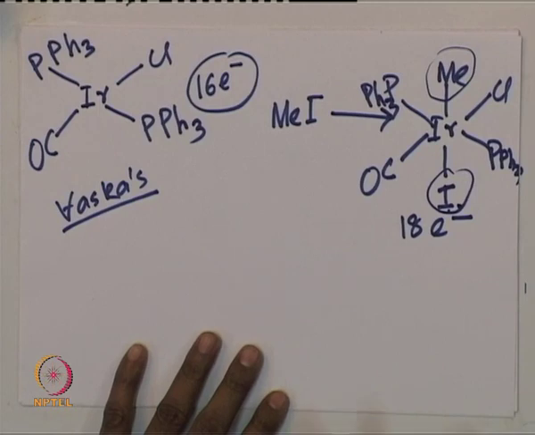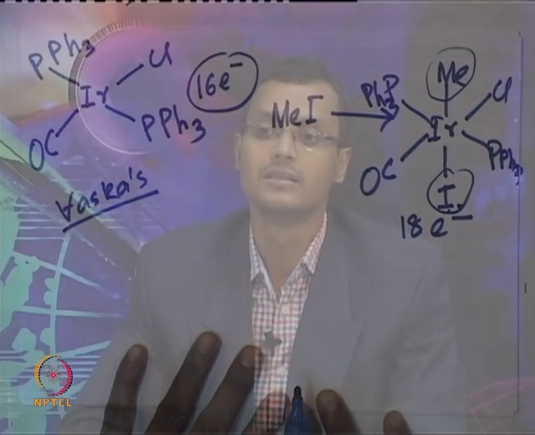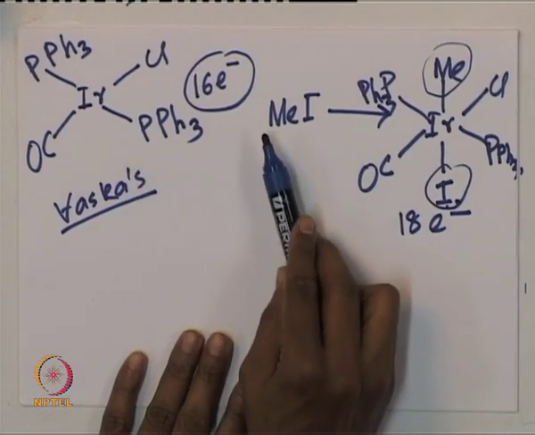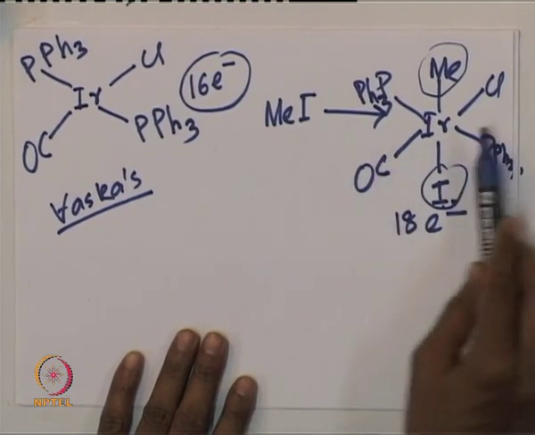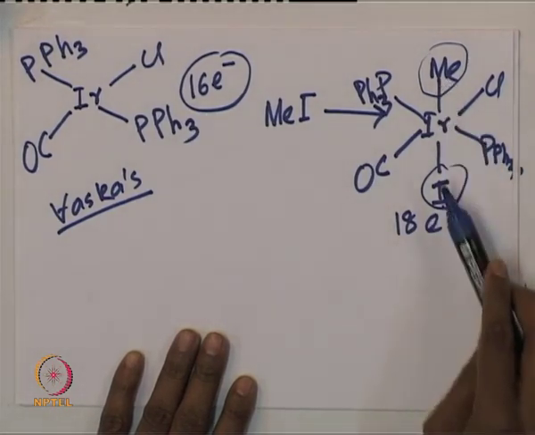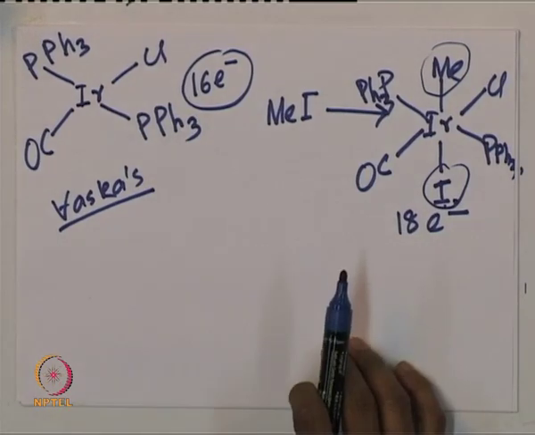But usually for a concerted mechanism, as we have previously seen, we can first have the cis addition. But for an Sn2 reaction, as you know, backside attack is favorable, so we will usually get a trans addition complex. In this case, the Vaska's complex, which is a 16 electron complex, undergoes oxidative addition with methyl iodide to give the 18 electron complex, where methyl and iodide are trans to each other.